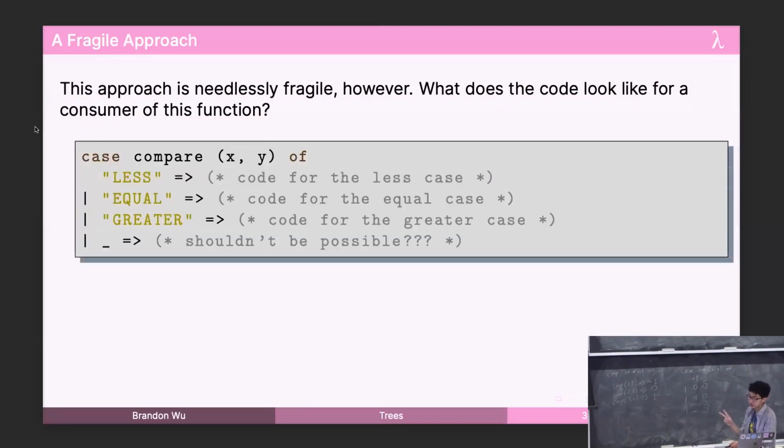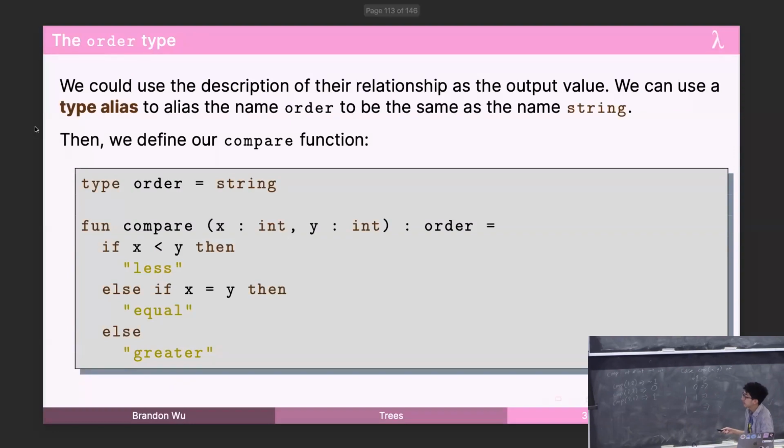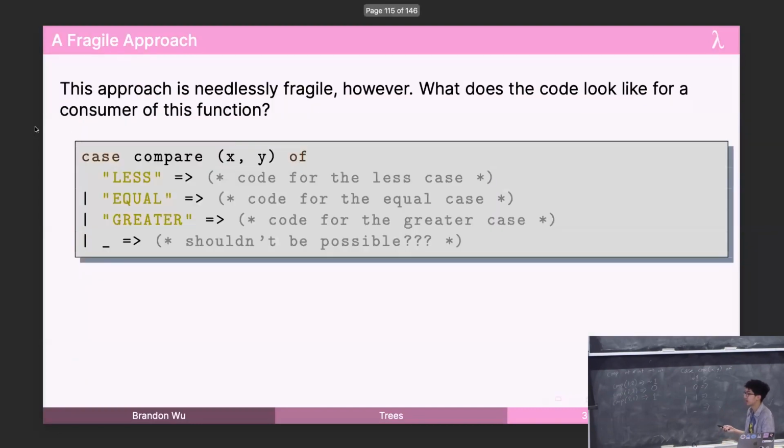And actually, there's a second issue with what I have here. The second issue is that this code plain doesn't work. I said that compare returns less, equal, and greater in lowercase, which is different than uppercase Less, Equal, and Greater, which I'm casing on here. So if this was our comparison function, actually every output would go into this wildcard case that we said shouldn't be possible.